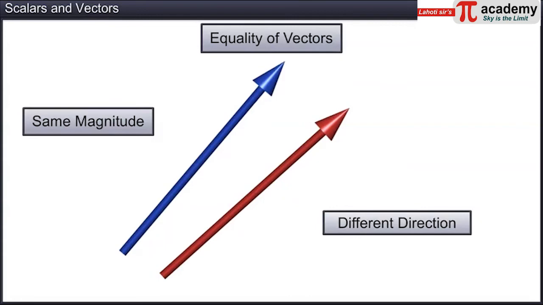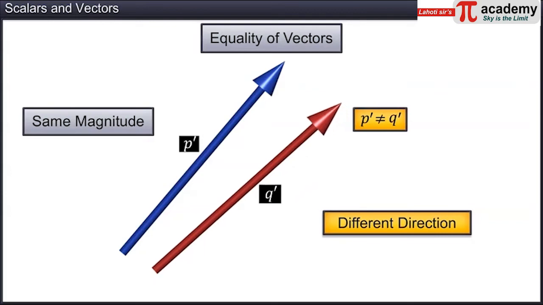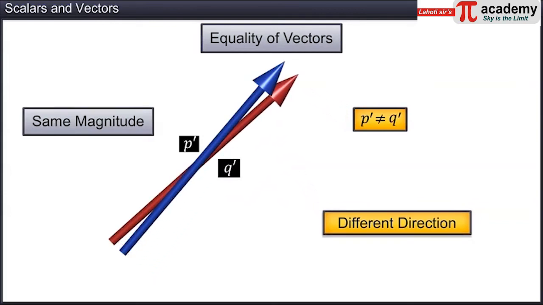Consider another case where P' and Q' have the same magnitude, but they are not equal as they are in different directions. When you shift Q' parallel to itself and try to overlap it with P', you will not succeed as they are in different directions.